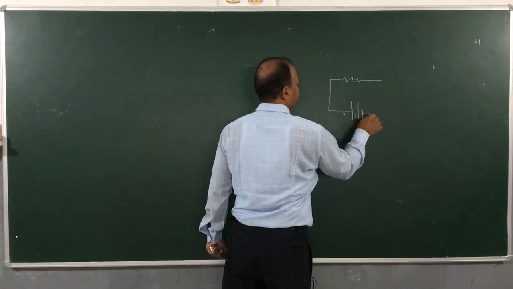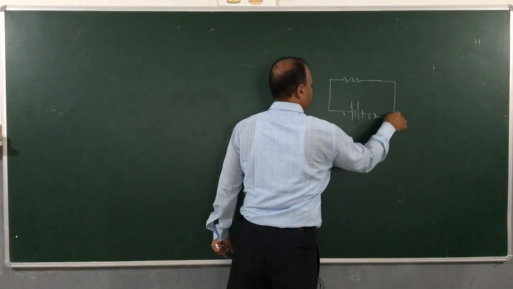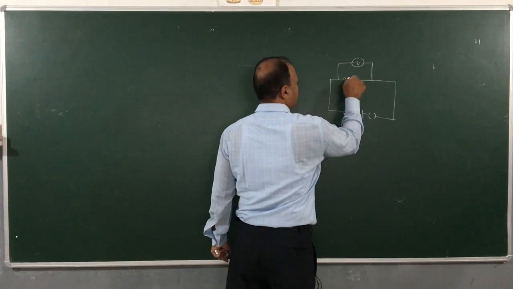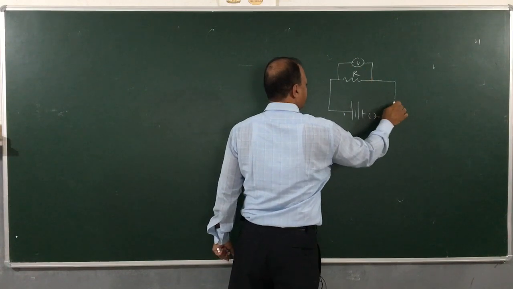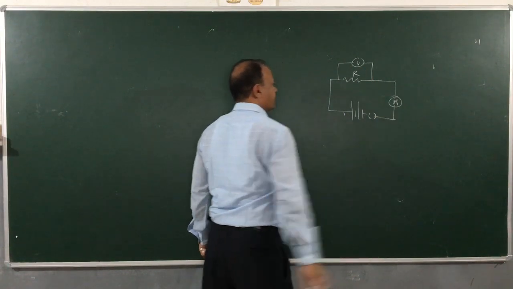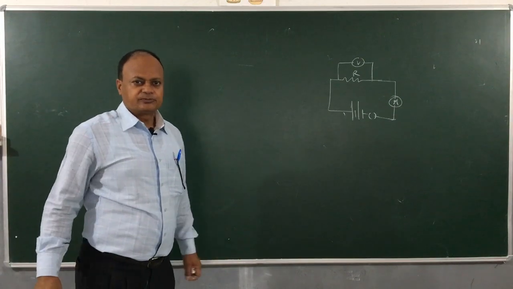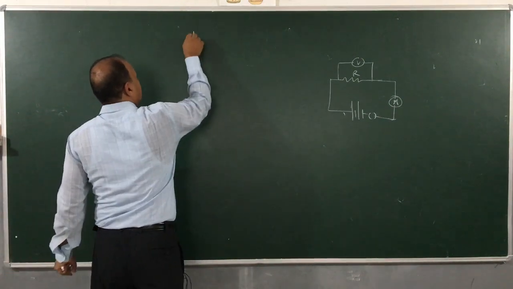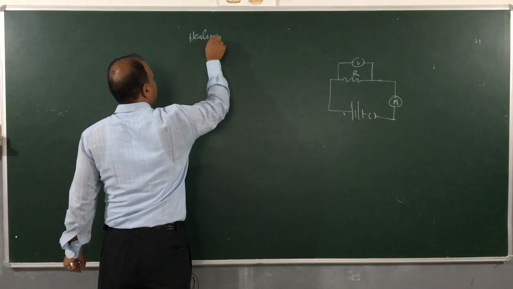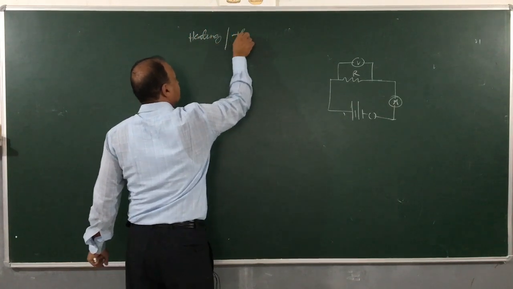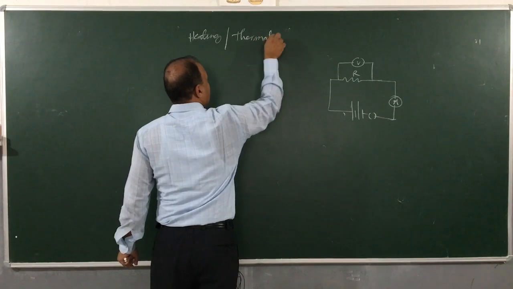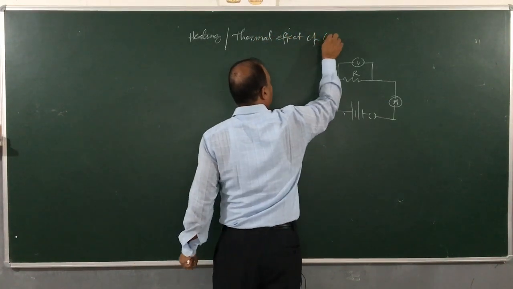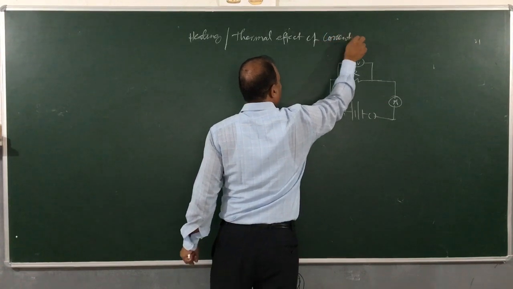So, now imagine a situation here. We connect a battery, right? Here we can connect a voltmeter to know how much is the potential difference across the resistance R, and here we can connect an ammeter to know how much is the current in the circuit. Clear? So, first we start with the heating or thermal effect of current.